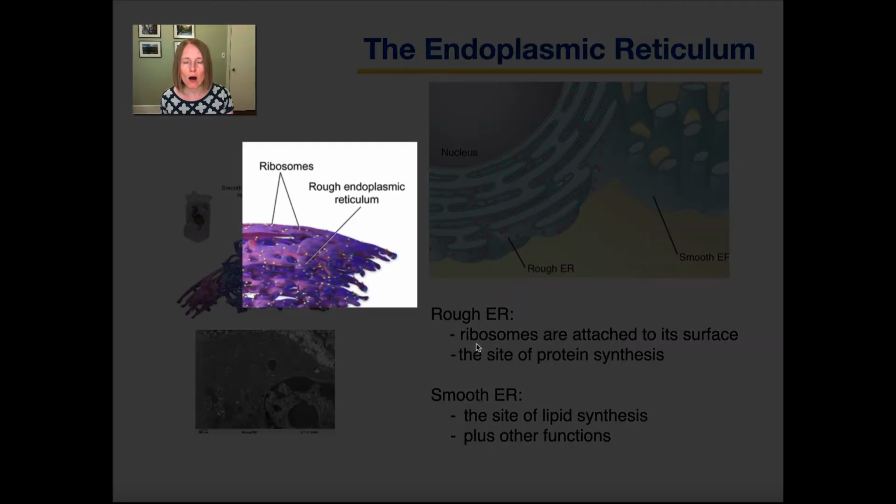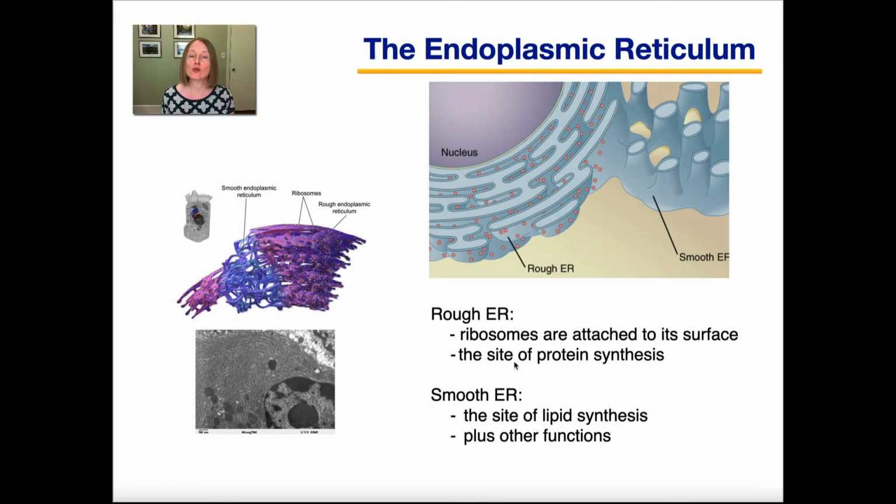The rough ER looks rough under a microscope because it has ribosomes attached to its surface. Since ribosomes have the job of making proteins, as you already learned about, the rough ER is the site of protein synthesis. The smooth ER is smooth and does not have ribosomes on it. It is the site of lipid synthesis, plus it has some additional functions that we're not going to go into right now.